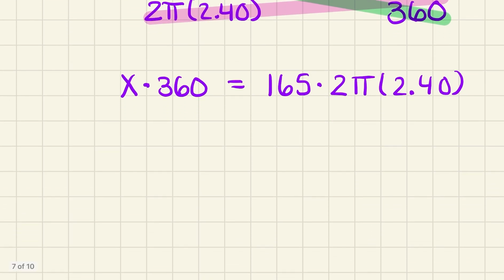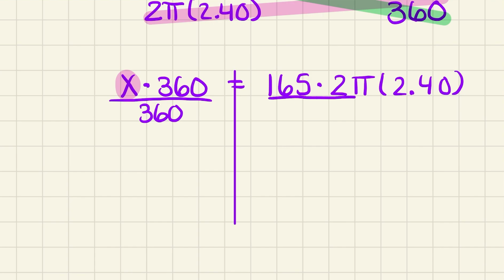So now this is just an equation that we need to solve. We are going to be solving for x. So I'm just going to highlight x because keep in mind that's what we want. So for that reason, the 360 is on the same side as the x. So I'm going to divide both sides by 360.